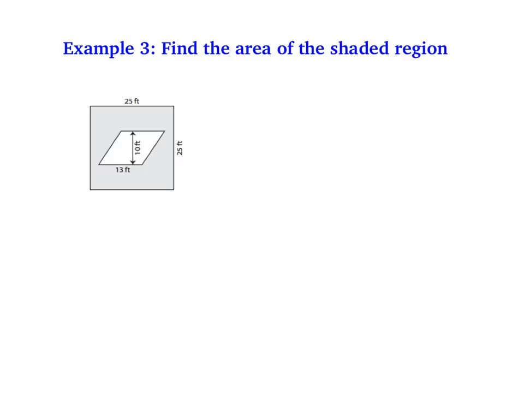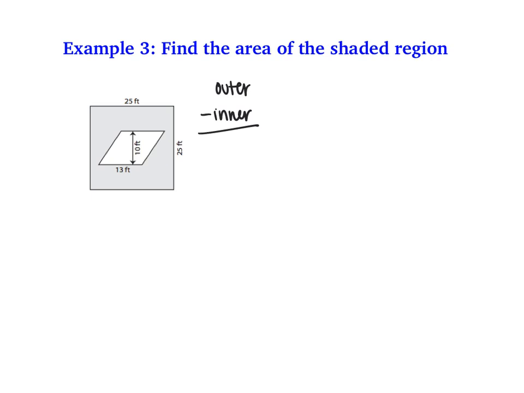Now, sometimes when you're working with compound shapes, you're not always going to add them together. So here, this example says find the area of the shaded region. And if you look at where that shaded region comes from, it comes from the outer shape minus the inner shape. So what I need to decide is what is the outer shape and what's its area, and what's the inner shape and its area. And I'm going to take those two things and subtract them, not add them.